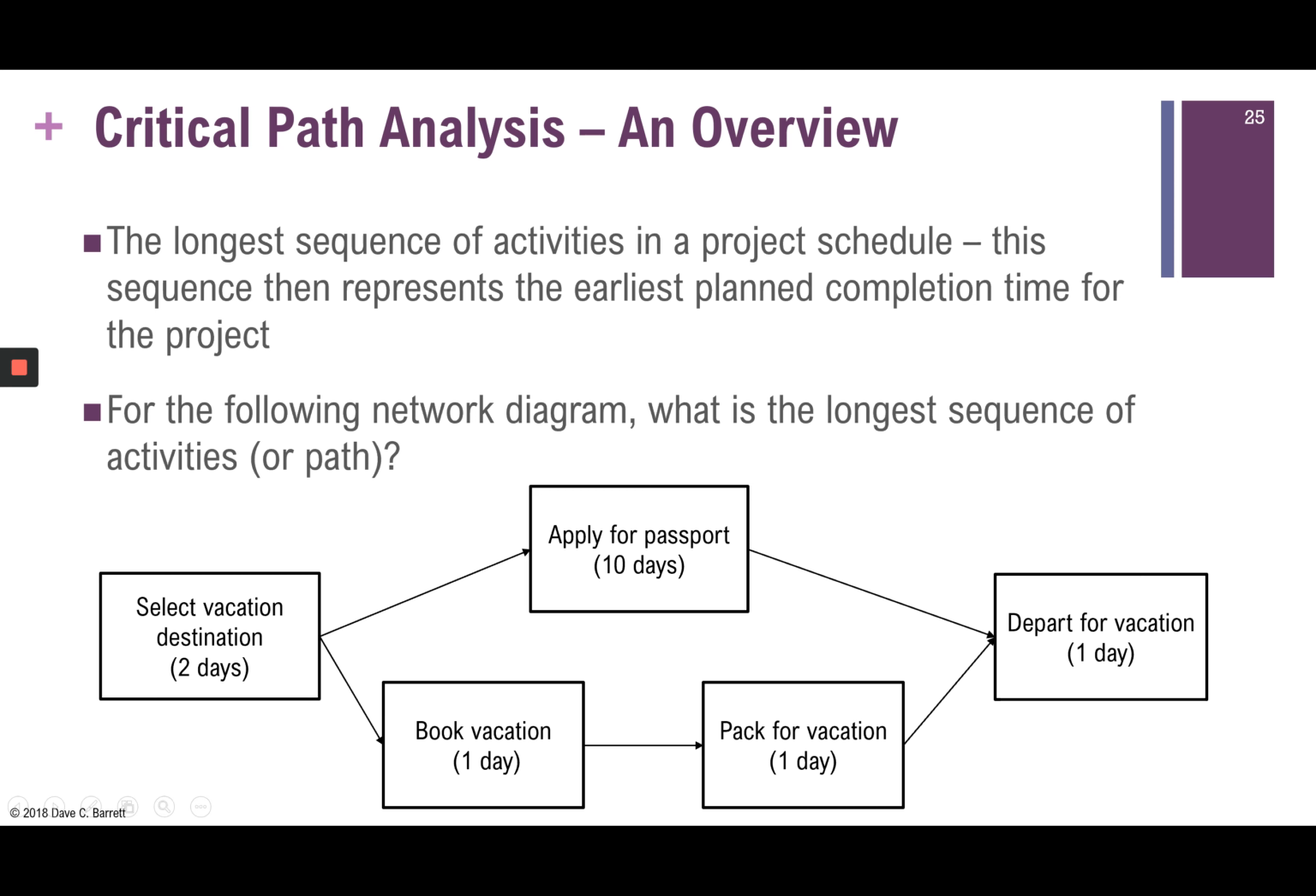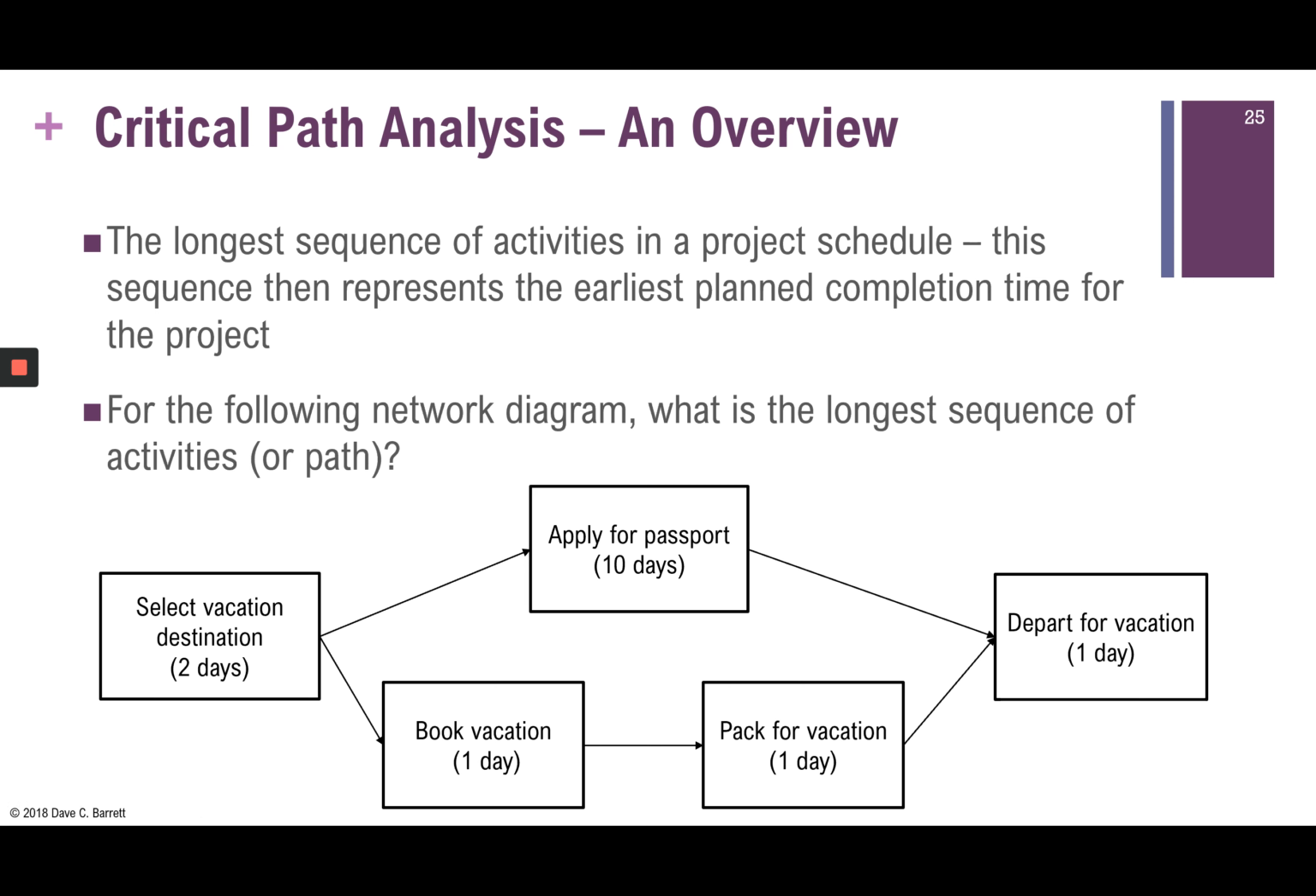This is an example of preparing for a vacation, and we can see that it's a network diagram. We have to select our destination. Then while we're applying for the passport, which has a duration of 10 days, we can book the vacation 1 day, and pack for the vacation 1 day. When we're finished those two, we can depart. So we have 5 activities. Now, how many paths do we have? Well, if we look at this, we have 2. There's one path, and there's the other path going through that way, which means there are 2 paths.